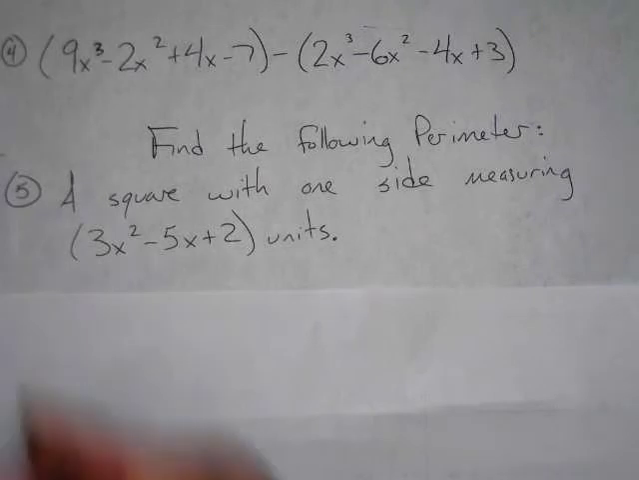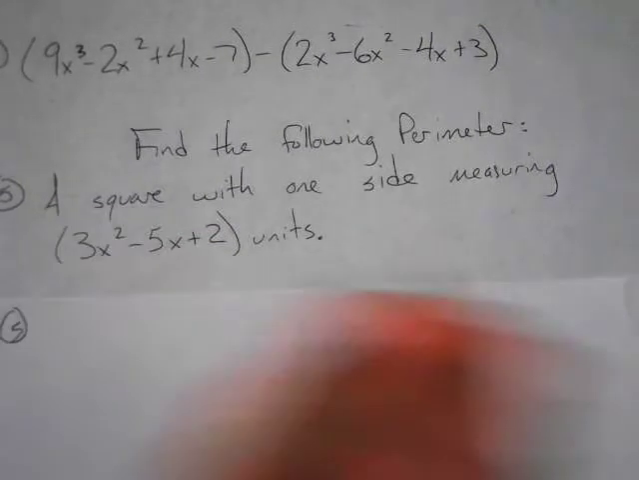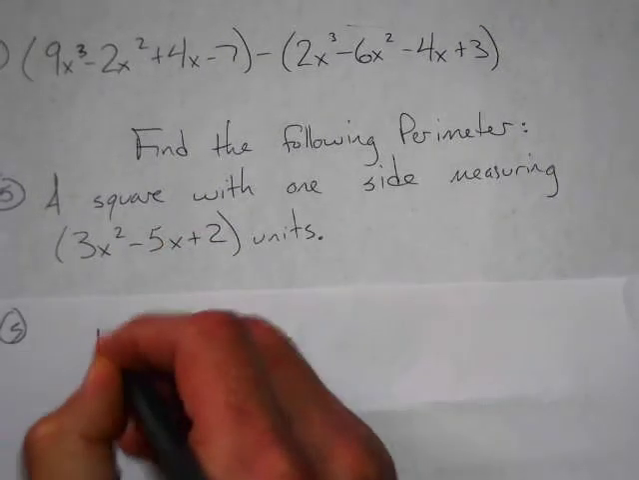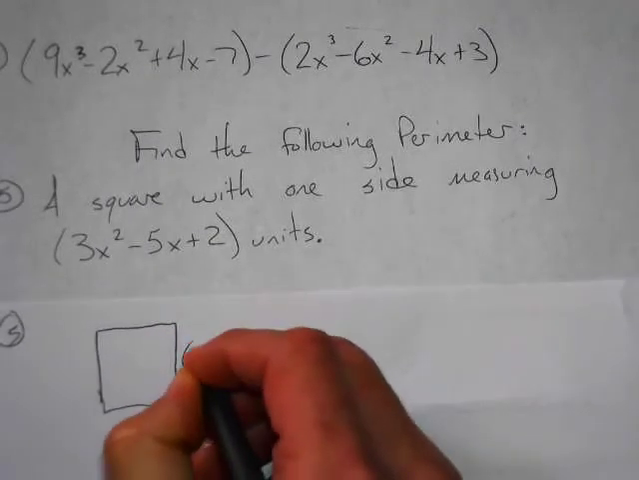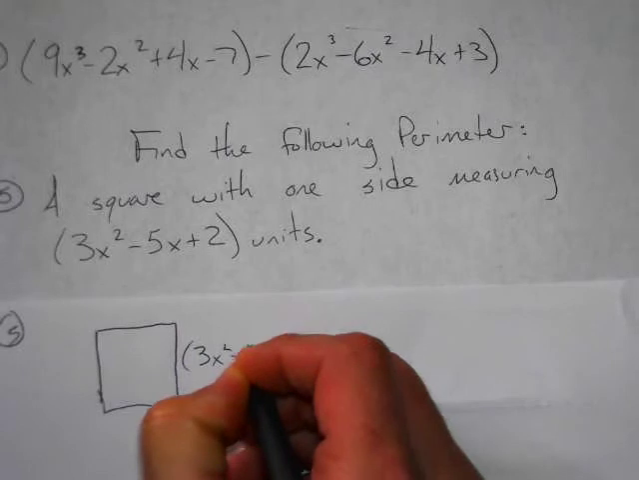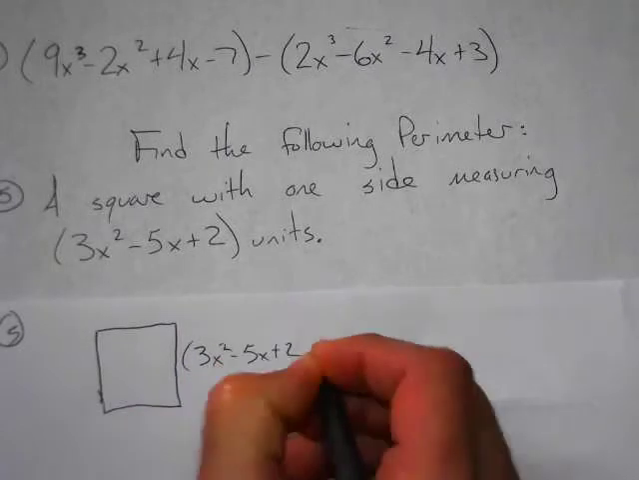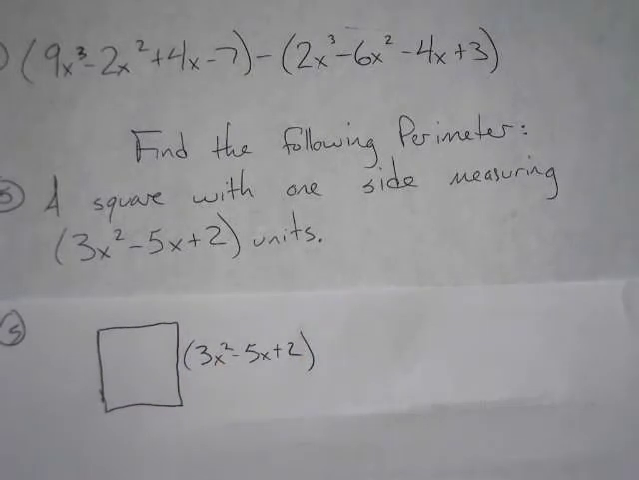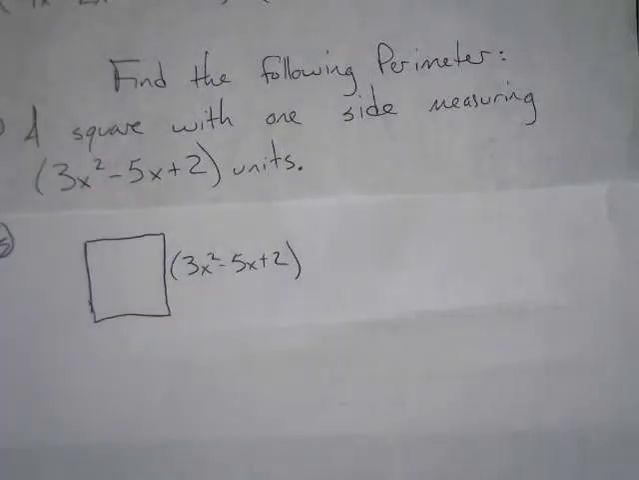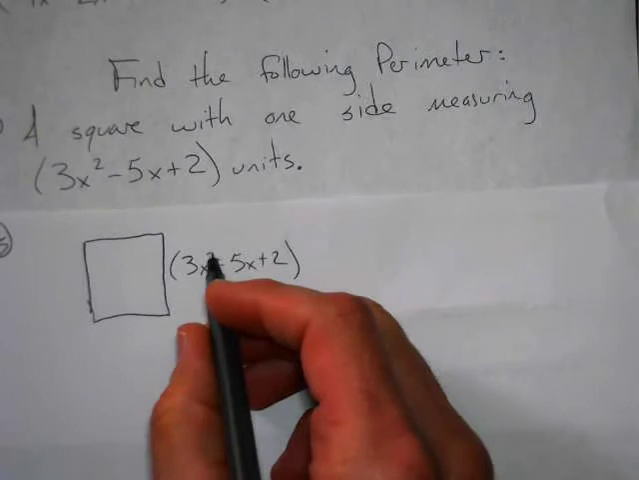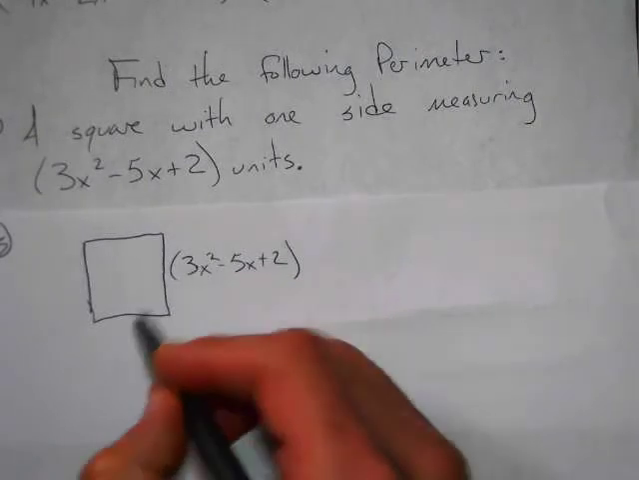So with number five, we're looking at a square with one side. Now, what's cool about a square is that all sides are the same. And if we're finding perimeter, all we're doing is adding up all four sides. Okay, pardon me, the bell might ring in a little bit. So all we're doing is adding up all four sides. So we're adding this side, this side, this side, this side.